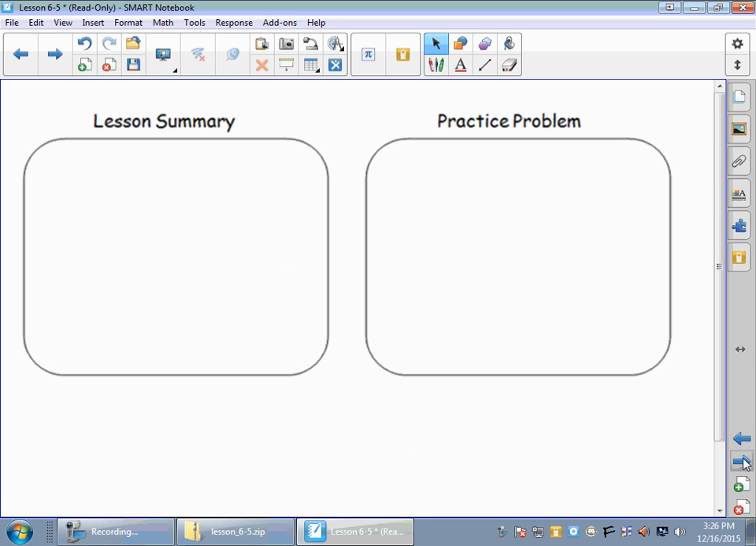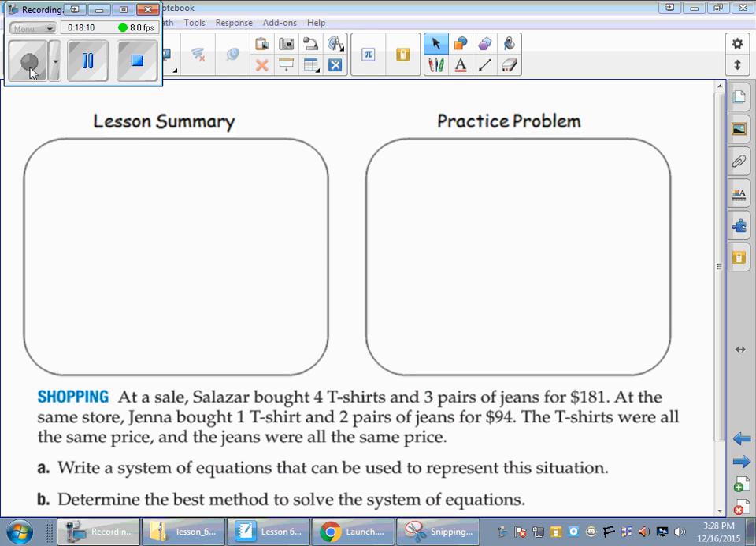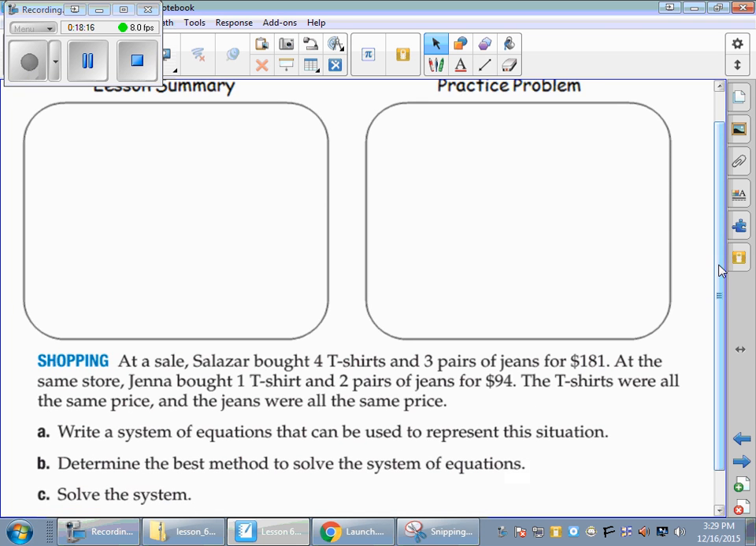All right, so your practice problem involves a problem from the book. And I am going to paste that in here right now. Okay, so here's the problem. You can figure it out in the box. There's parts A, B, and C. You're going to write the system, figure out what method you want to use to solve it, and then solve the system. Good luck.